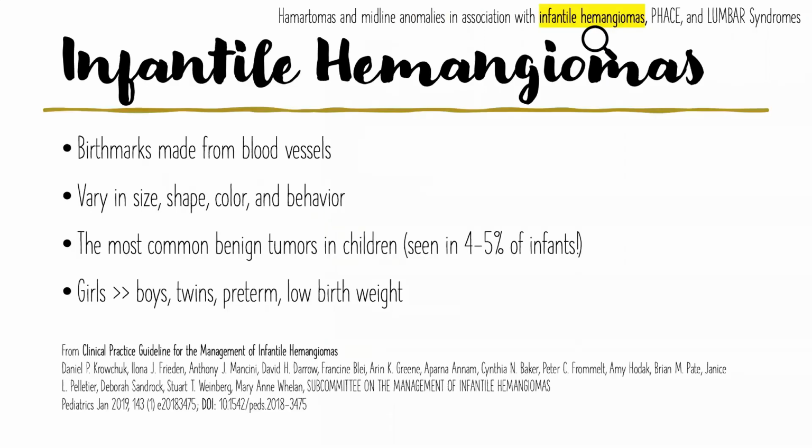Next, let's define infantile hemangiomas. These are birthmarks made from blood vessels. They can vary in size, shape, color, and behavior. They are the most common benign tumors in children and are seen more commonly in girls, twins, preterm infants, and infants with a low birth weight.